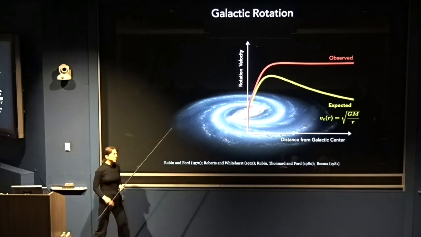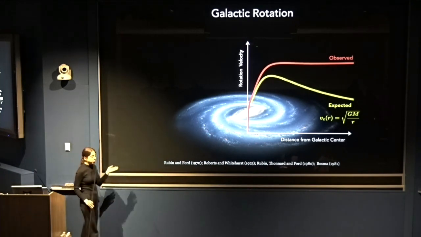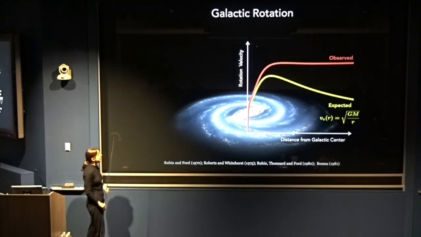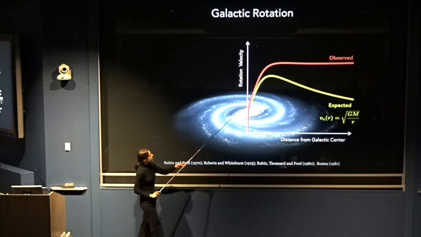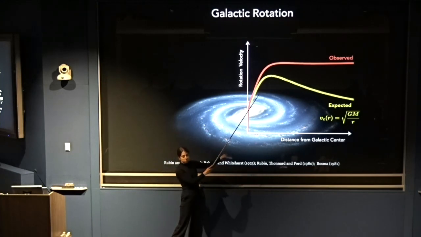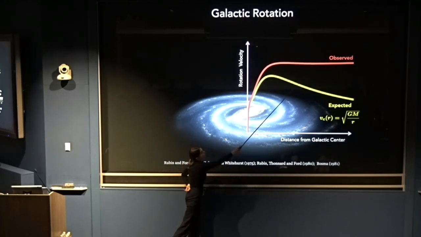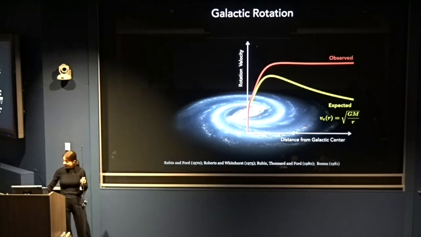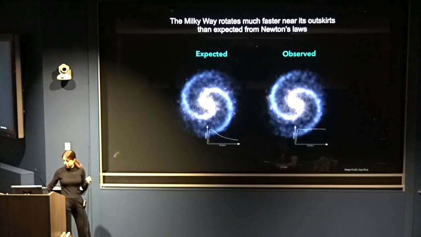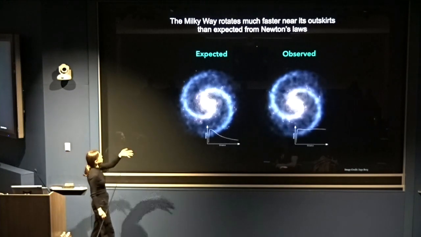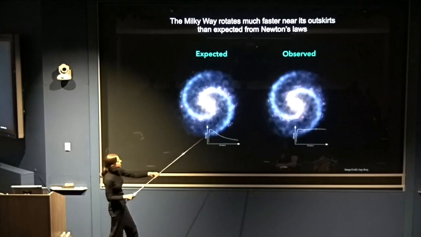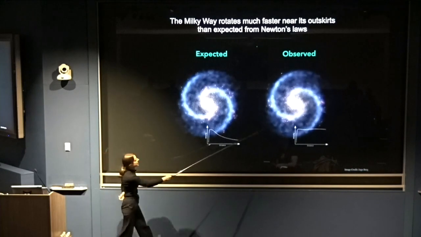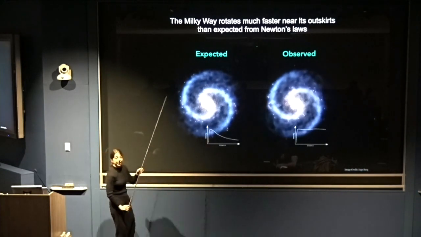What's actually observed, and this was first noted in groundbreaking work by Vera Rubin and Ford in the 1970s and early 1980s, was that the rotation doesn't fall off as Newton would predict, and instead it plateaus out at a constant value. So this has very visual consequences. What does that actually mean for the rotation of the galaxy? This is what we would actually observe, and this is what Newtonian gravity would predict. So you do see the outskirts rotating around much faster.